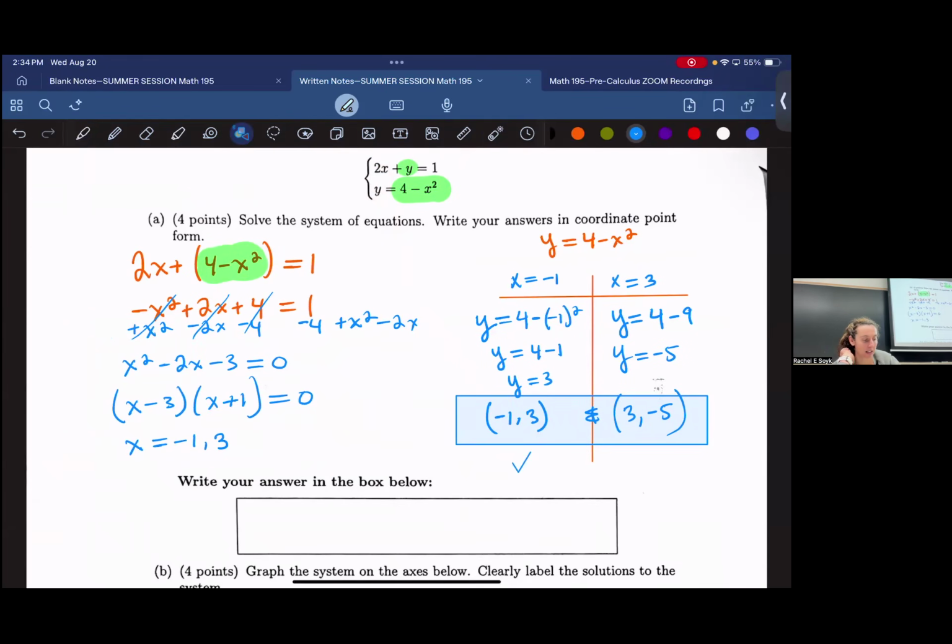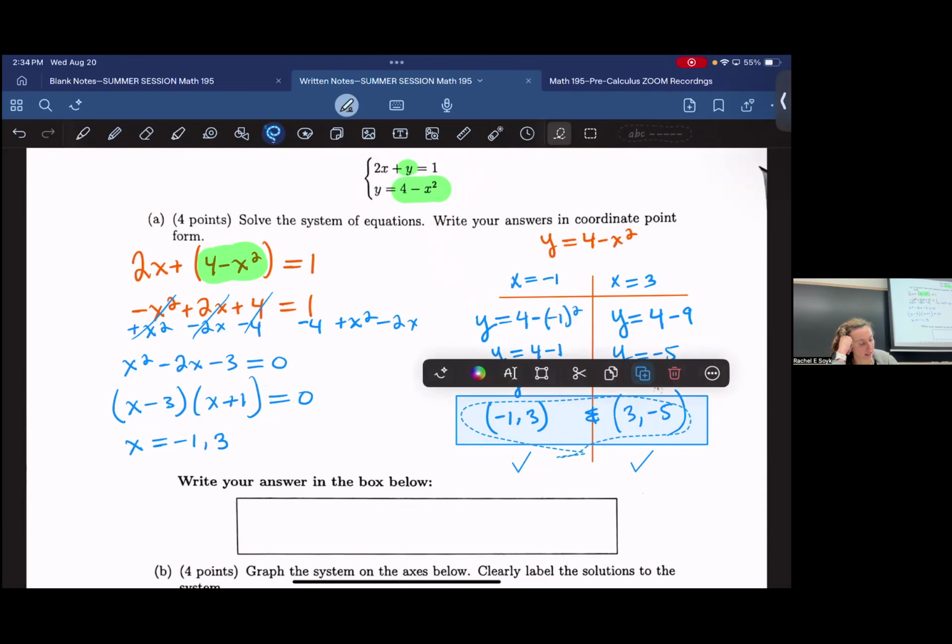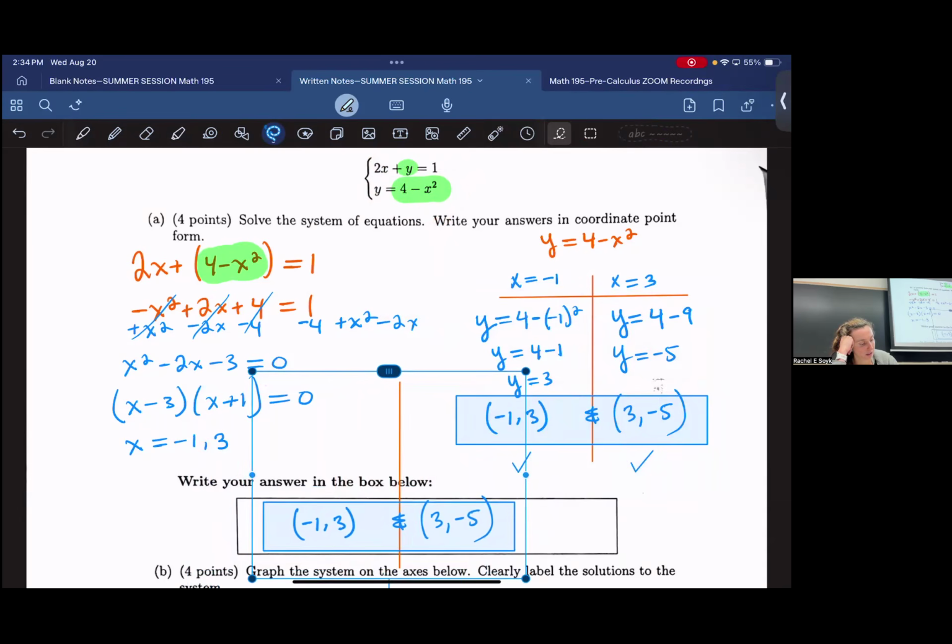Now let's take a look at that second solution. When x is 3, we get 6 minus 5 is 1. Good. -5, does that equal 4 minus 3? Nope, sorry. 4 minus 9. It does indeed. So that also works. So our two solutions are (-1, 3) and (3, -5).